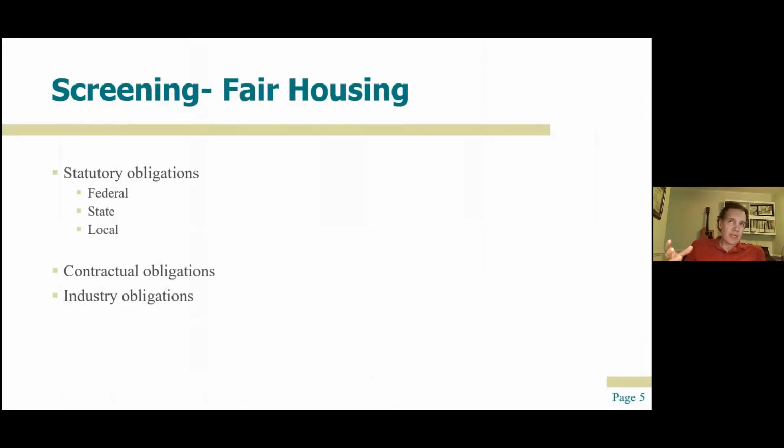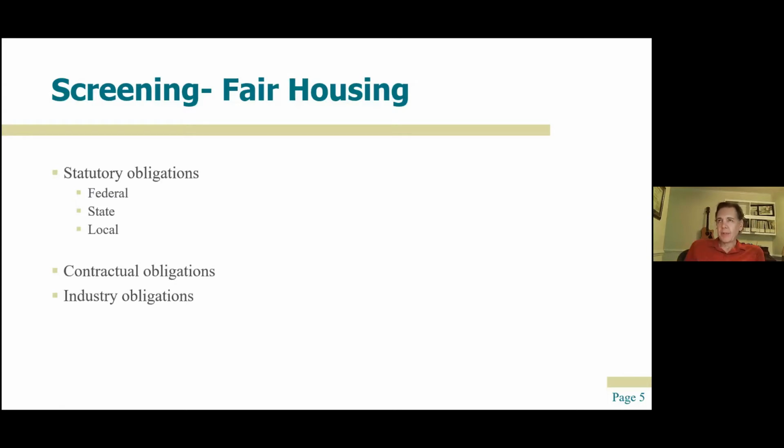Fair housing requirements come from a variety of sources. Most of us are familiar with the civil rights legislation at the federal level. There are also state statutory obligations, and even local statutes and ordinances that govern fair housing. We also get governed by contractual obligations, and we even have some industry obligations. For example, I don't think you can be a member of MLS, and I know you can't be a realtor, without taking an oath to follow fair housing requirements. So we have lots of things coming together requiring us to provide services without discriminating.